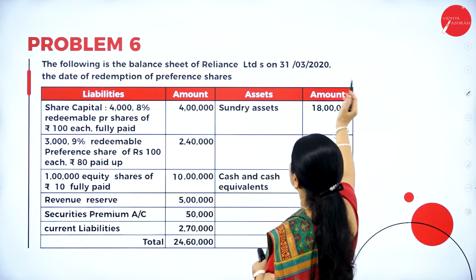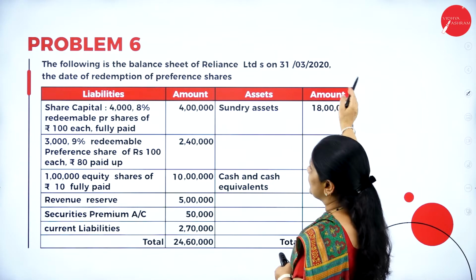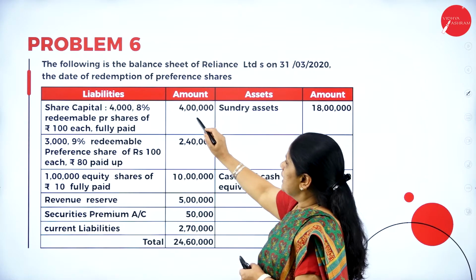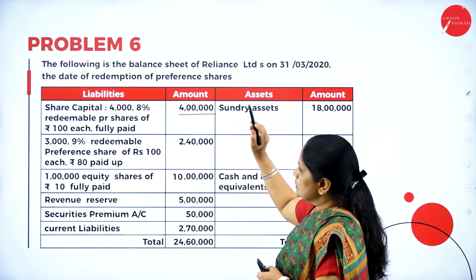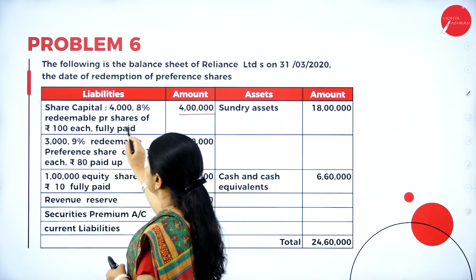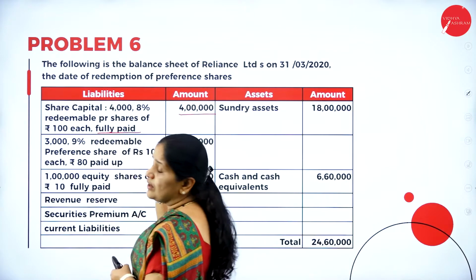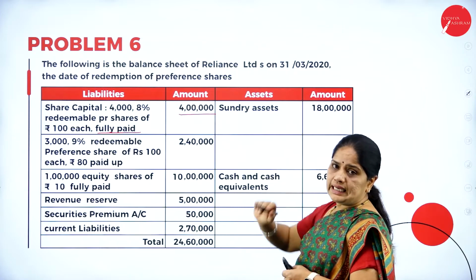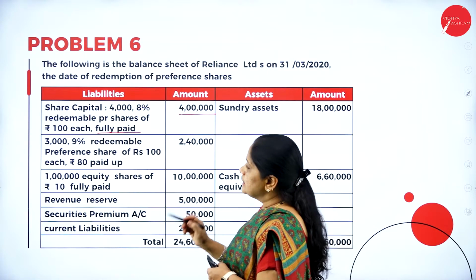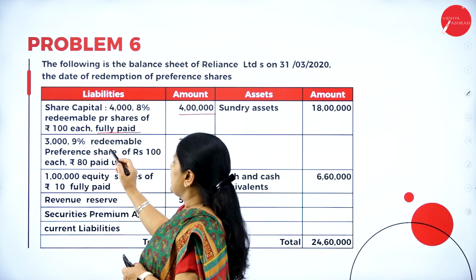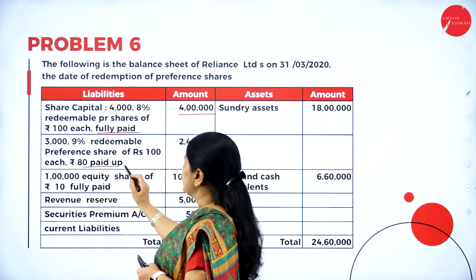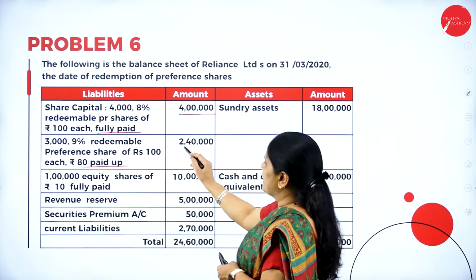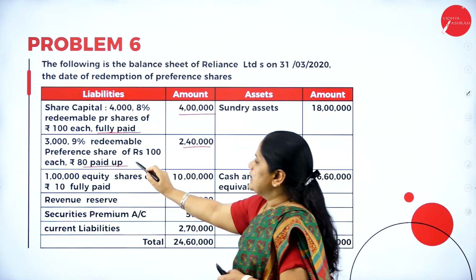The following is the balance sheet of Reliance Limited as on 31st March 2020, the date of redemption of preference shares. So the share capital is 4 lakhs. So they are redeemable 8% preference shares of rupees 100 each, fully paid. So they are fully paid. So this 4 lakh we have to take into consideration for redemption. Then next is 3,000 9% preference shares of rupees 100 each, rupees 80 paid up. Now this we will see 2,40,000. This is a partly paid share.